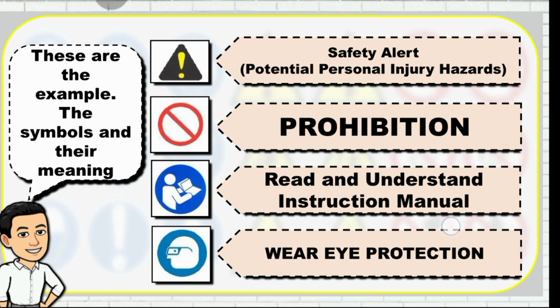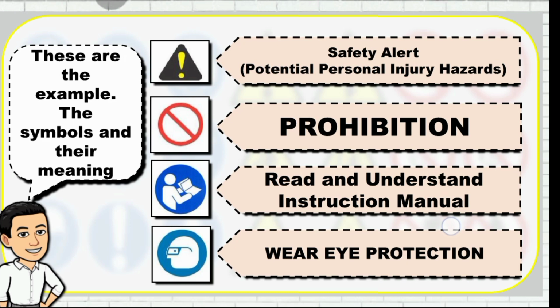For the first one, we have an icon na black triangle, and then it has an exclamation sign na kulay yellow sa loob niya. Ang tawag natin dyan class is safety alert, okay? Or potential personal injury hazard, okay?